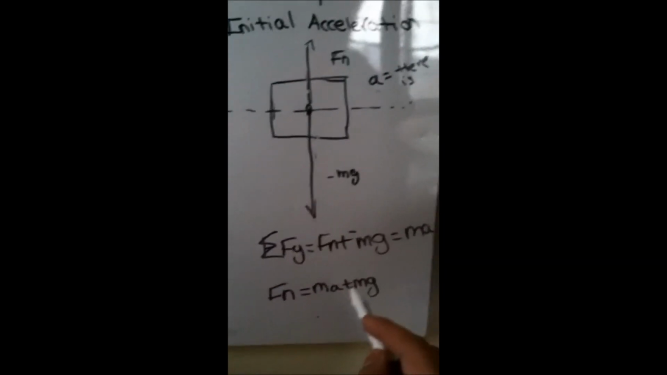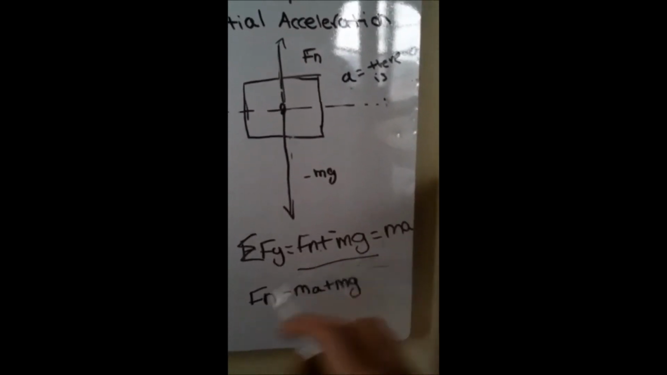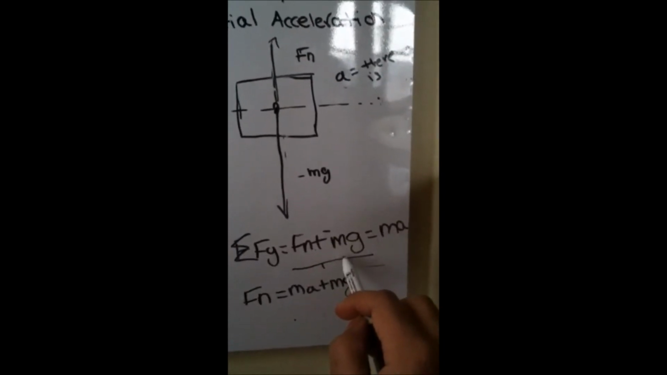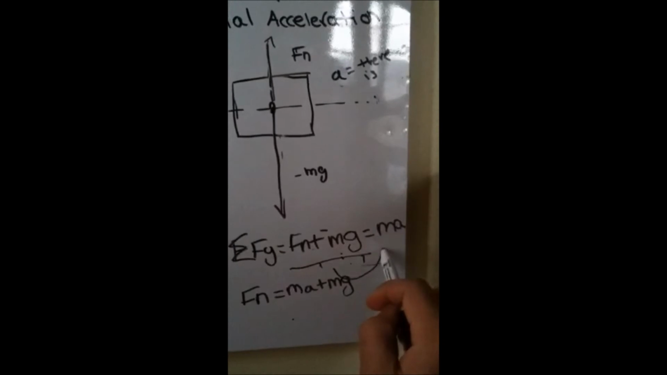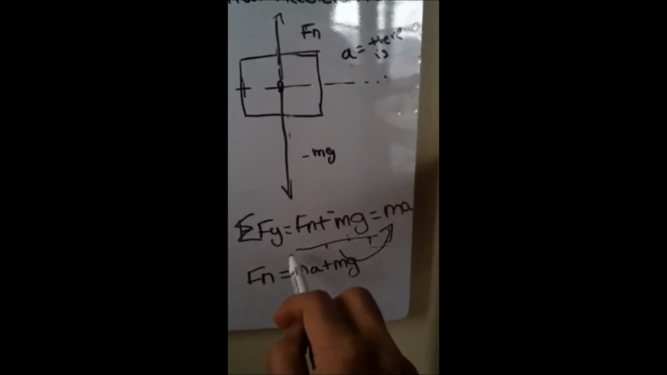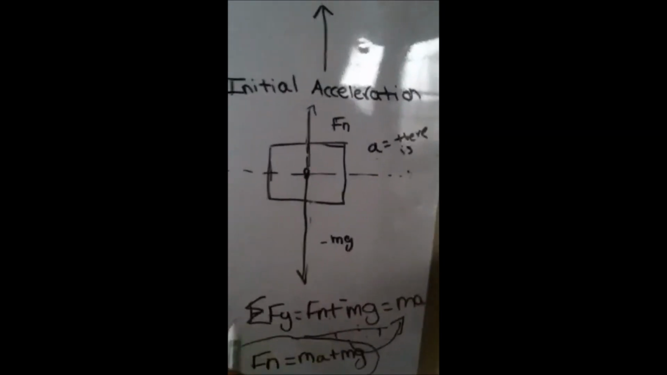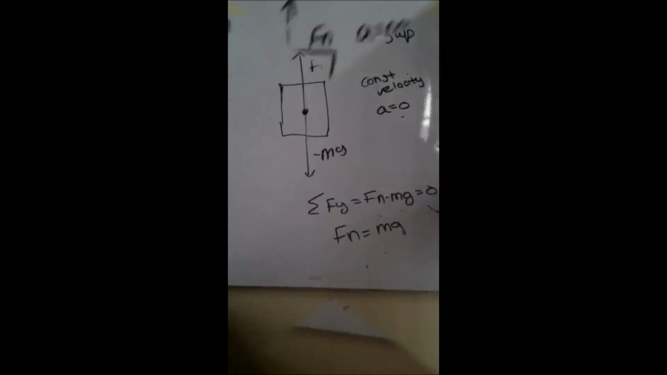So if you look at the sum of the y forces equation, in order to solve for Fn, you have to add mg, which is negative, so it becomes positive. You add that to over here, and the result will be this. So you can already tell that Fn in this case, when it's starting to accelerate, will be greater than the Fn when it's at rest.